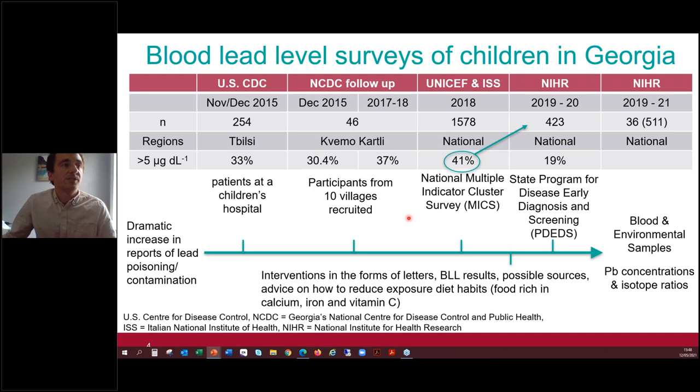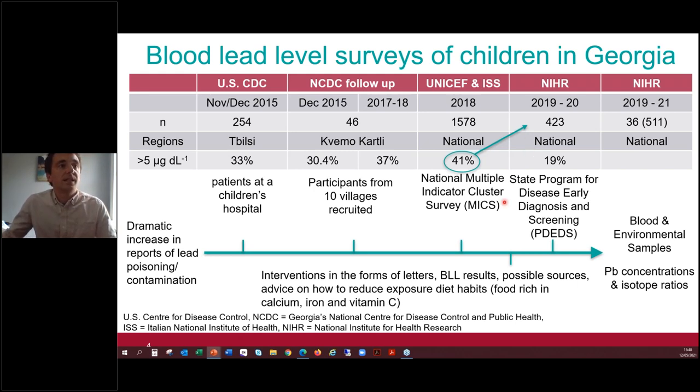So in response to this, the Georgian Center for Disease Control sent out an intervention just in the form of a letter to communicate the results of the lead levels and also advise on potential sources of lead and how parents could take actions to reduce the levels of lead in children.